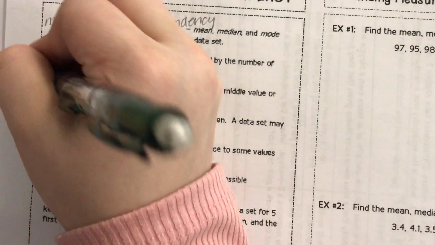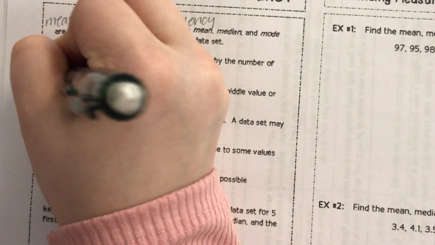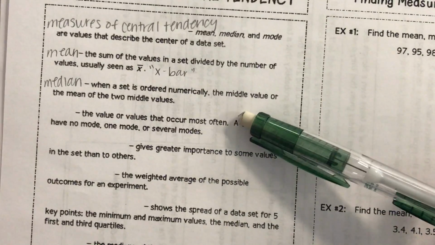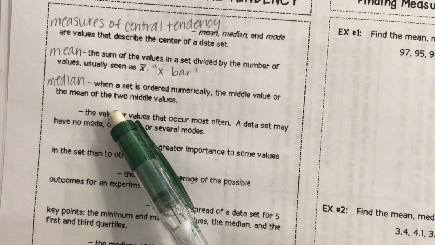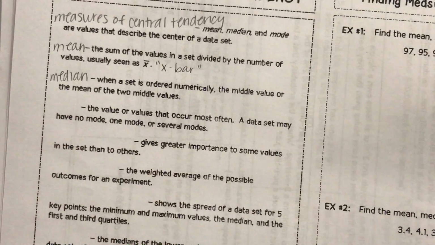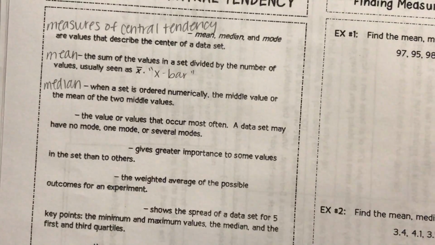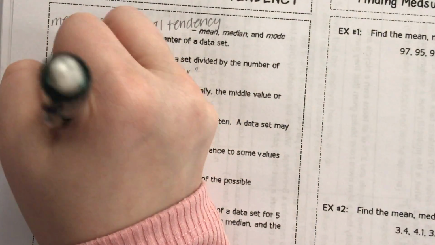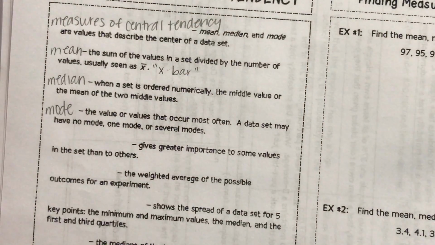Okay, the median, when a set is ordered numerically, meaning from least to greatest, is the middle value or the mean of the two middle values. So it's the very, very middle value, and the numbers have to be in order from least to greatest in order to find the median. Okay, the mode: the value or values that occur most often.